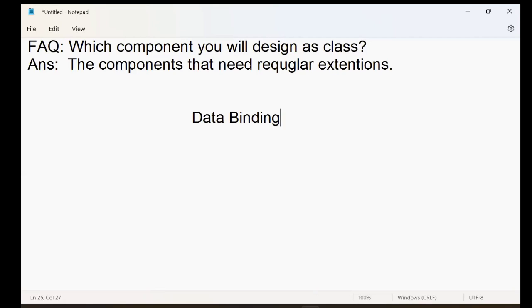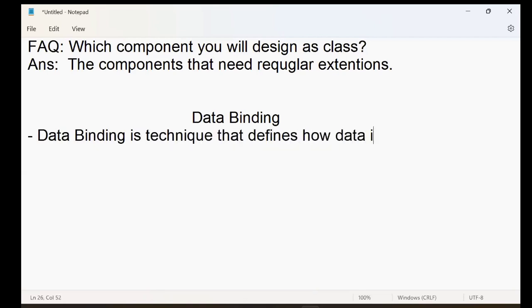The first very important concept in React about components is, after you know how to build a component, you have to first learn how data binding works. What is meant by data binding? Data binding is a technique that defines how data is binded to UI. That means how to display the data, how we can present the data in the UI. UI is called the view, the user interface. How is data binded to the view?